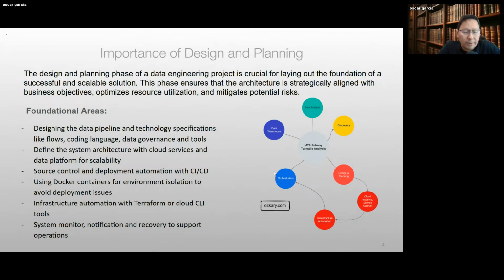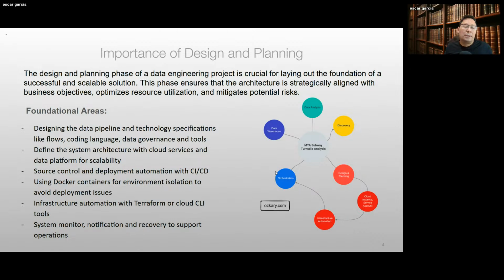Some of the foundational areas that we need to talk about are things like designing the data pipeline and technologies, specifications like data flows, what coding language we're going to use, data governance, and tools. So basically here, data pipeline is the area of the code that we're going to build, whether we're going to use Python or some tools out there to move data from point A to point B, and what tools we are going to use, right? Especially, is it a code-centric solution, or is it a no-code solution, right?